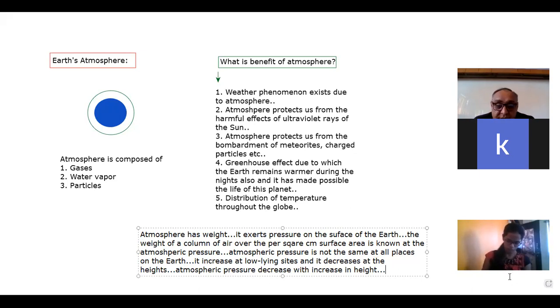So now I'm moving on to the next slide. I have told you that atmospheric pressure decreases with increase in altitude. So let's suppose this is the atmospheric pressure, and let me take it that this blue arrow is the altitude. So the relationship is that with increase in altitude, the atmospheric pressure will fall.